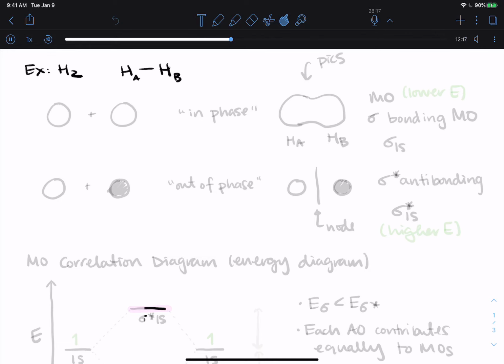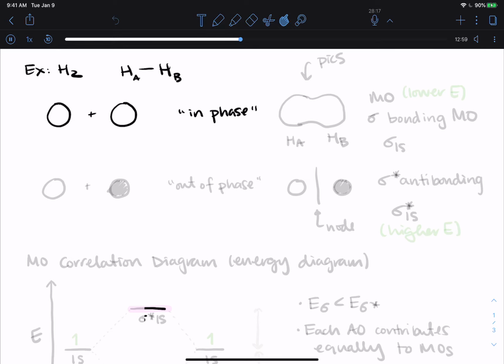So we combine atomic orbitals on adjacent atoms. Each one of these hydrogens only has a 1s orbital available to it. And so what we do is say this is my 1s on hydrogen A. I'm going to combine it with my 1s on hydrogen B. And there are two ways that I could do that. I could combine them in phase, or I could combine them out of phase. So this is my in phase combination, right? They both have the same phase.